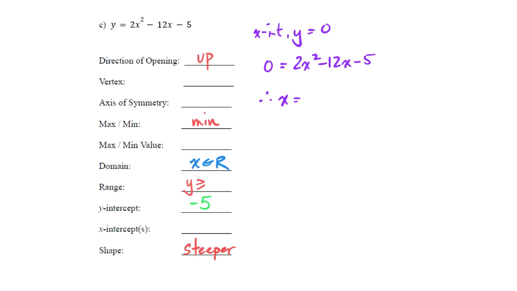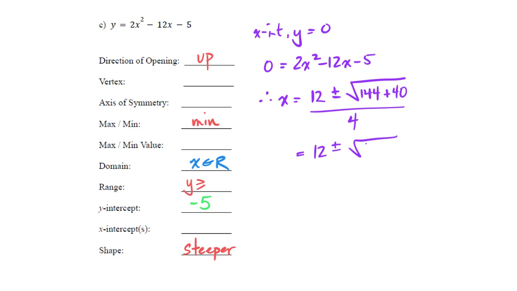So, x is going to equal negative b plus or minus the square root of b squared minus 4 times 2 times negative 5. Be very careful. So that's a positive 40 all over 4. That is going to equal 12 plus or minus the root of 184 over 4.